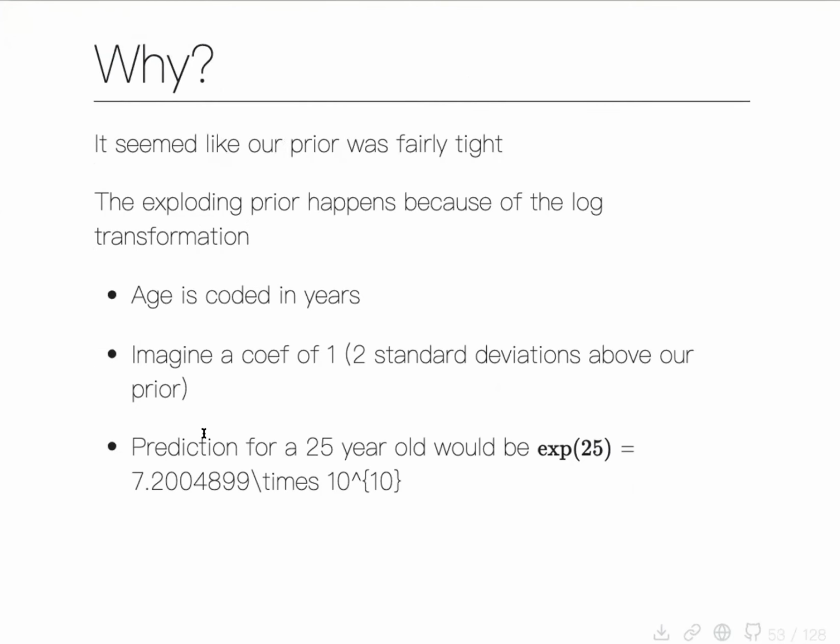Well, in this case, it's because we have this log link. Okay, so when I fit that model, I said gamma distribution with a log link, and we'll talk more about what links mean here in just a second. But age is coded in years. Okay, so imagine we had a coefficient of 1, which is only 2 standard deviations above what our prior would say, right? So I mean that's a fairly extreme, but it's not like unbelievably extreme. And so if we had a coefficient of 1, well, because age is coded in years, that's going to be 25 times that. So the exponentiated version of that is going to be this gigantic number. I don't know why it's showing up like that, but that's like 7.2 times 10 to the 10. 7.2 with 10 zeros, right? 72 with 9 zeros, rather. So that's because of this log link.